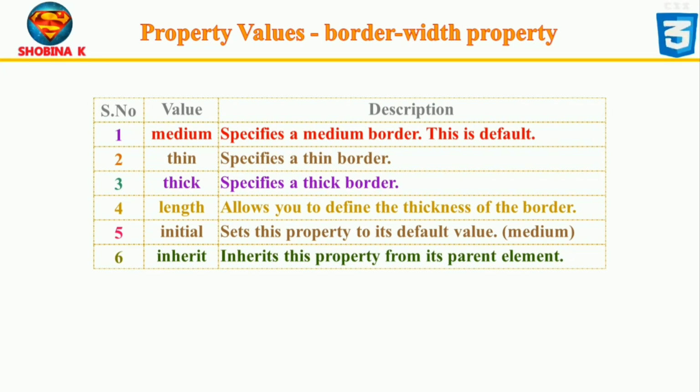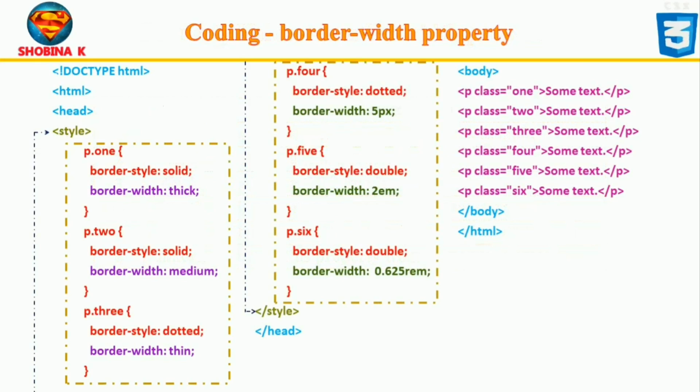The value length allows you to define a thickness of the border. The value initial sets this property to its default value. The value inherit inherits this property from its parent element. And here is an example for border width property. Always declare the border style property before the border width property. That is, an element must have borders before you can set the width.